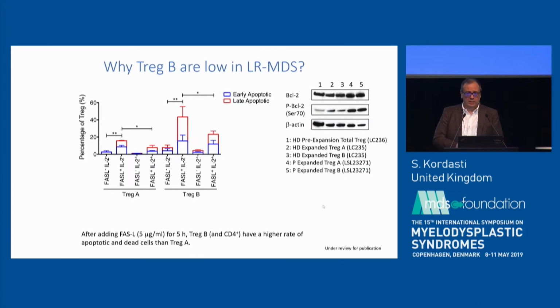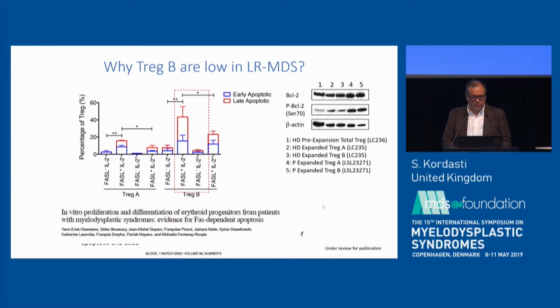Treg B express CD95, which is a Fas receptor, and if you culture them with Fas ligand, they go through apoptosis. And this can be prevented by adding IL-2 to the culture. When you add IL-2, they phosphorylate BCL2, and then they become resistant to apoptosis. And we know that Fas ligand is in abundance in the bone marrow of patients, especially in the earliest stage of MDS, and that changes the ratio of these Tregs.